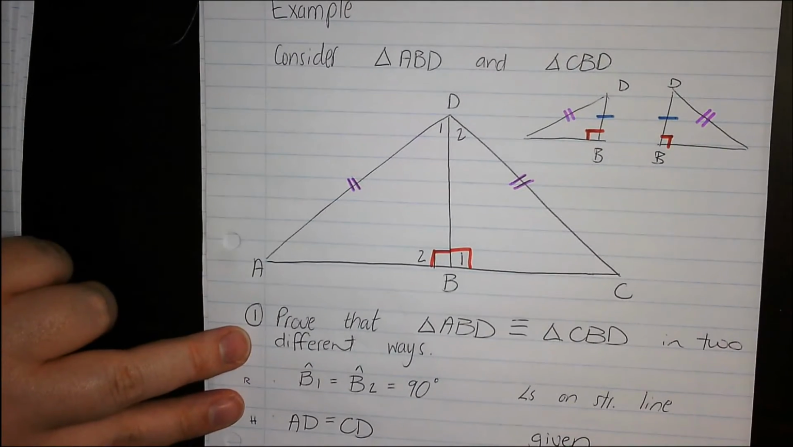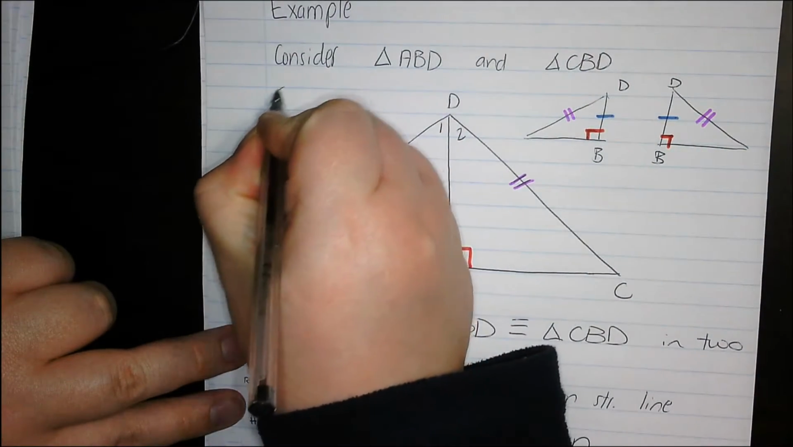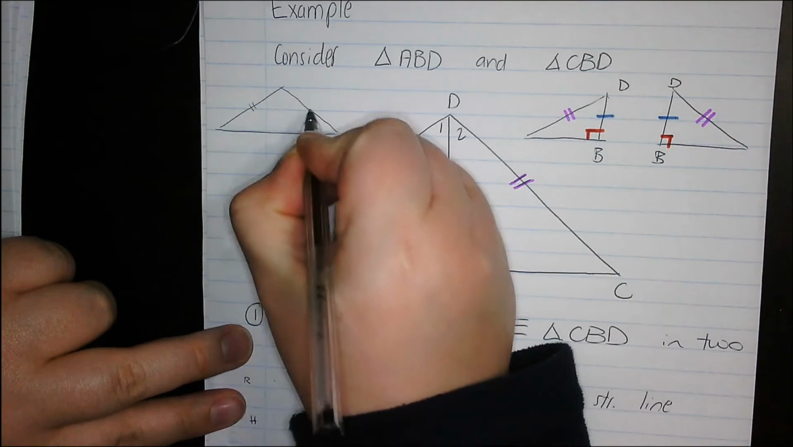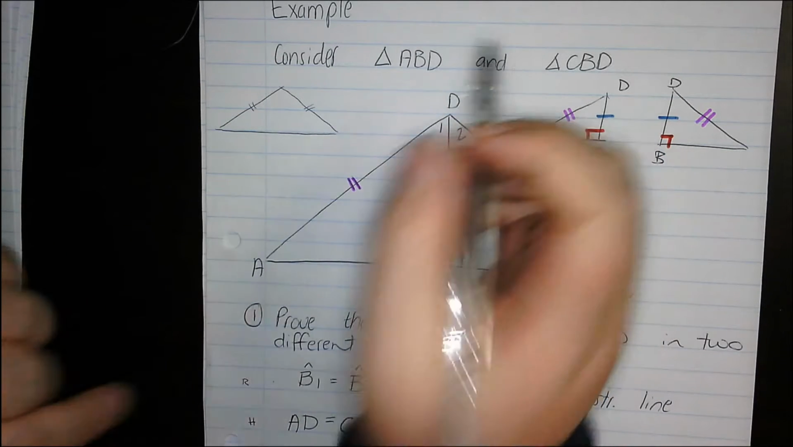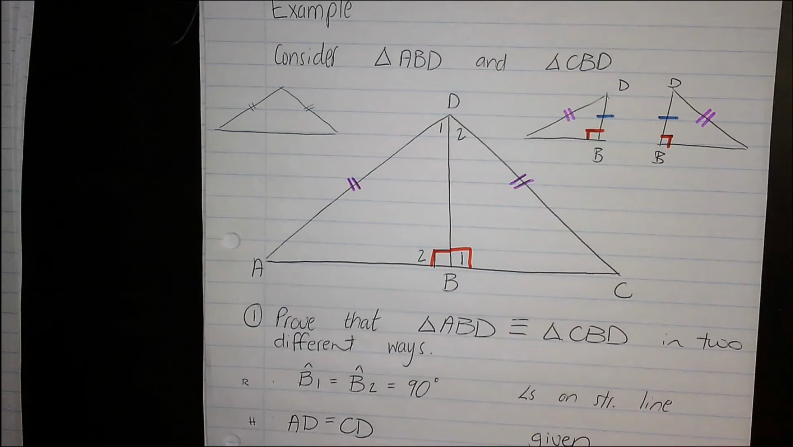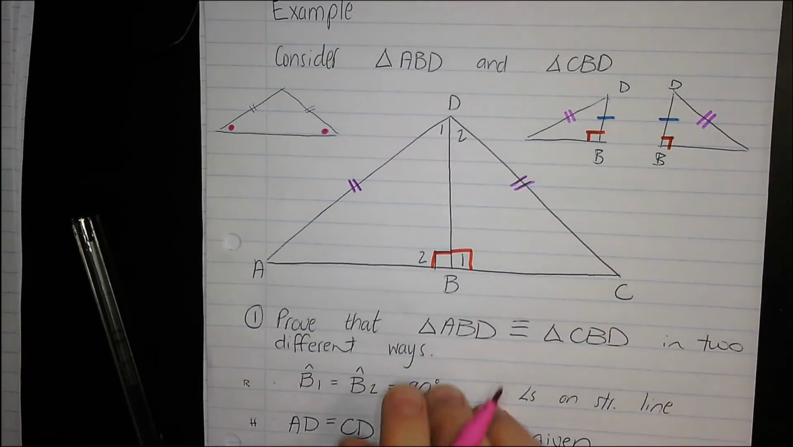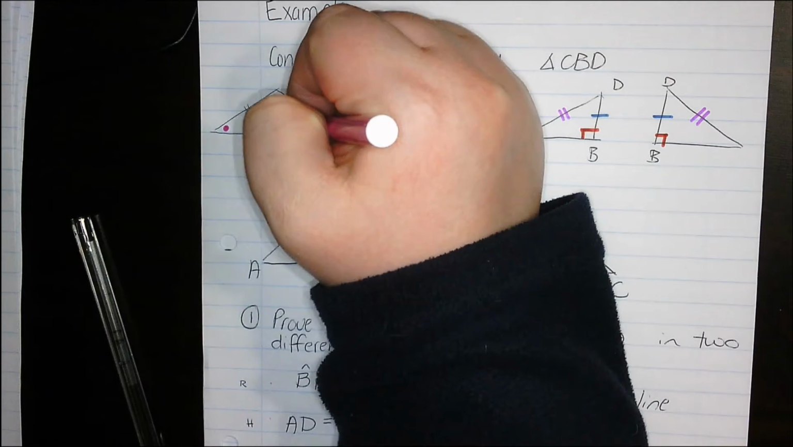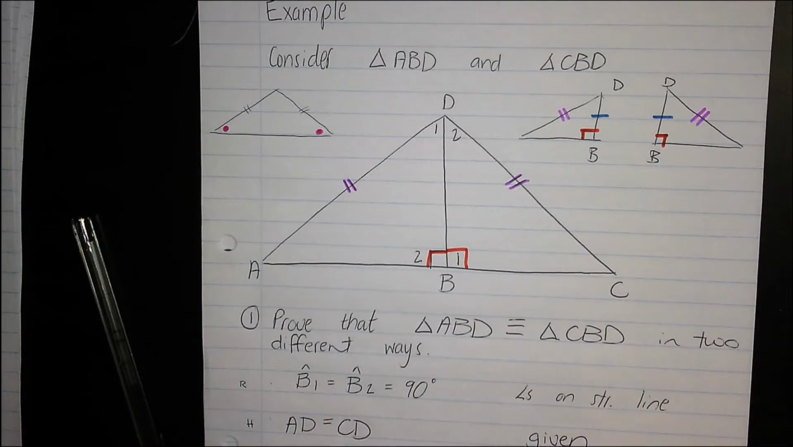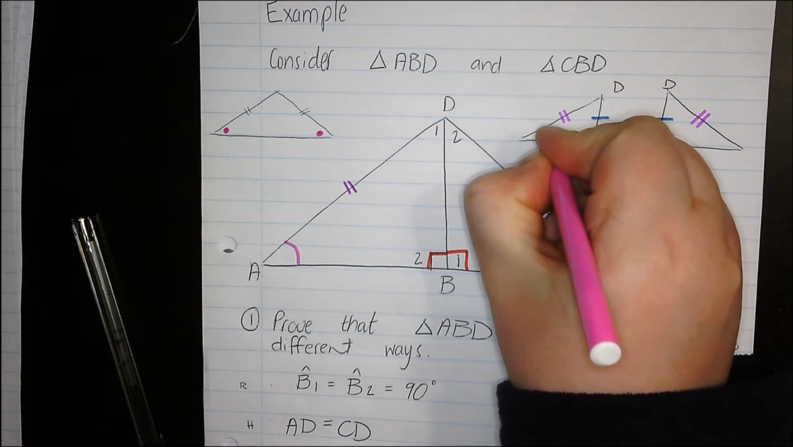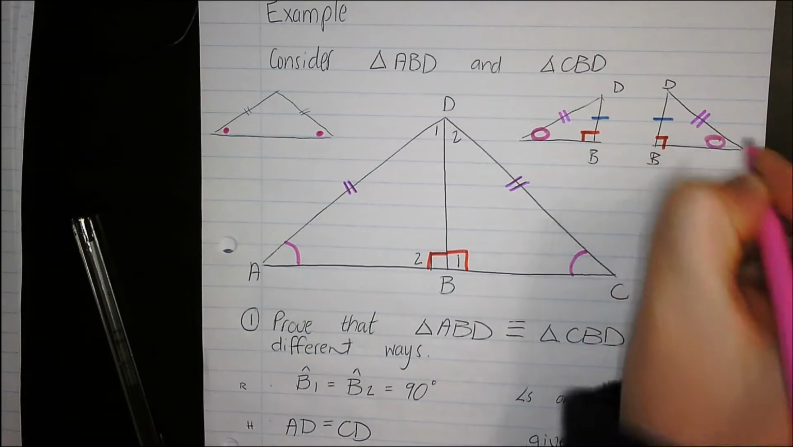Then there's another way that we can do this. Okay. So let's look at the big triangle. The big triangle looks like this. Okay. You know that that is equal to that. Okay. That means that this angle is equal to that angle, right? Because angles opposite equal sides are equal. So that angle is equal to that angle. That means that this angle is equal to that angle.